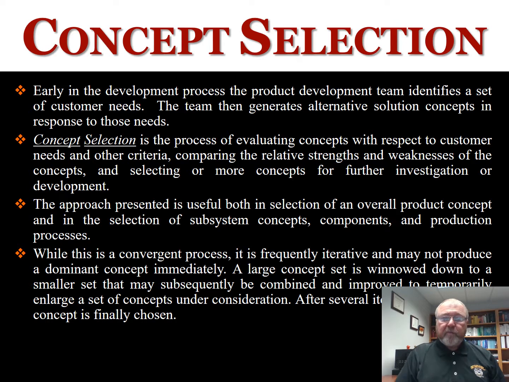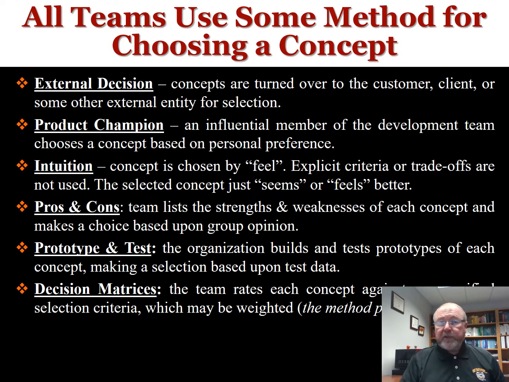So, in concept selection, there are a lot of things that we want to be able to do. Early on, we just wanted to identify those customer needs. Then we wanted to generate a lot of concepts. Now what we want to be able to do is select the one that we'll move forward with, or potentially a couple different ones that you might move forward with. But let's focus on identifying one. There are a lot of ways to do this, lots and lots of ways. If you want to select from among those concepts, it might be an external decision.